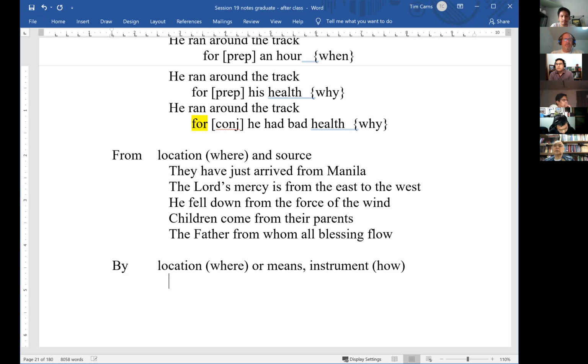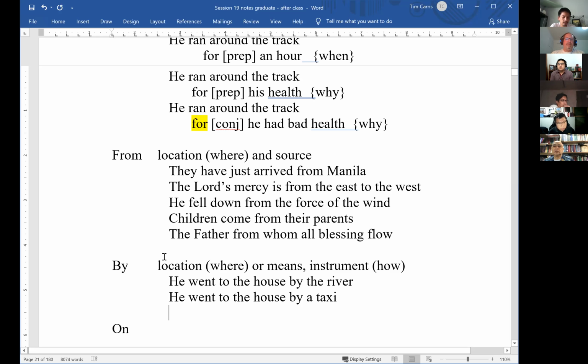So let me show you. He went to the house by the river. Okay, that's location, right? Yes. Or he went to the house by a taxi. That's means. Okay.